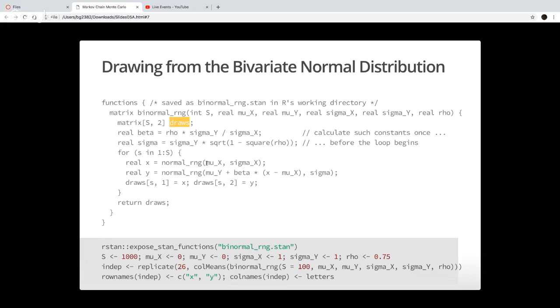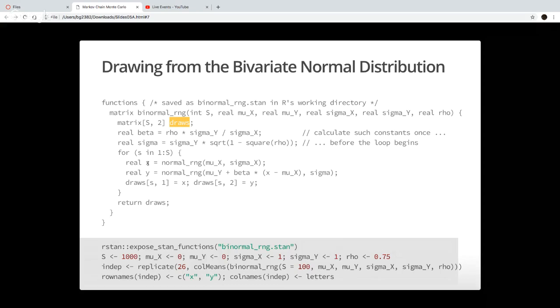So that's beta and sigma from the previous page. I only need to calculate those once because they don't change when I drop into my loop. So I'm going to do a for loop from 1 to capital S, where S is the number of draws from the bivariate normal distribution that I want.